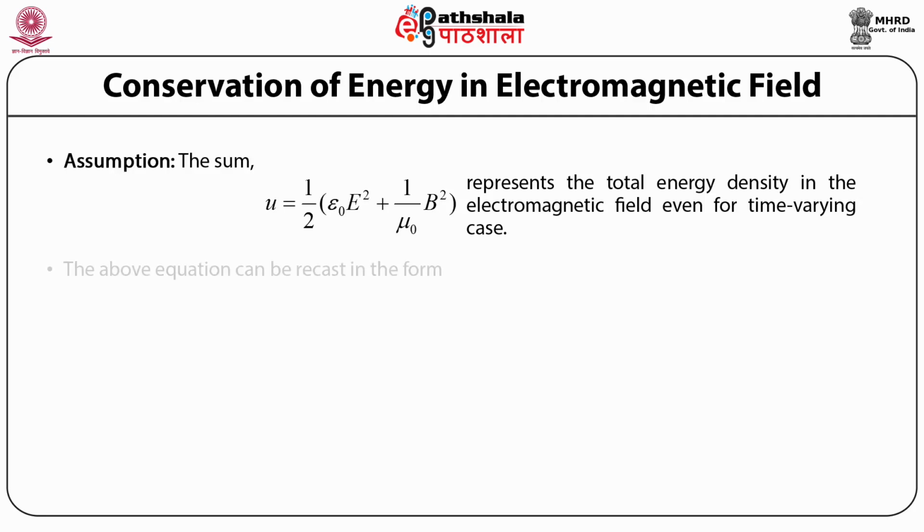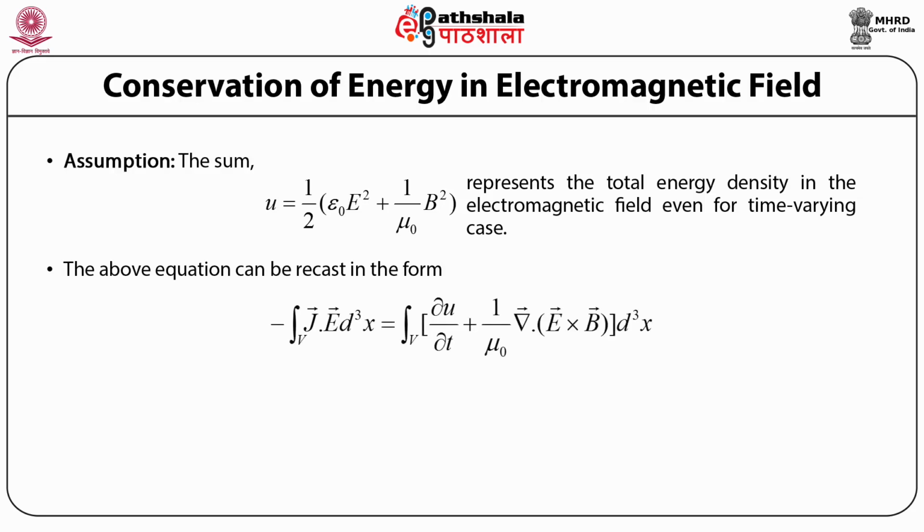So using these expressions in the above equation, we finally can write down the expression as: minus the volume integral over the volume element d^3x of the dot product of the current density J and the electric field E is equal to the volume integral over d^3x of [∂U/∂t, where U represents the total energy density in the electromagnetic field and is given by 1/2 times (ε0 E² + (1/μ0) B²), plus 1/μ0 times the divergence of the cross product of the electric field and the magnetic field induction vector].